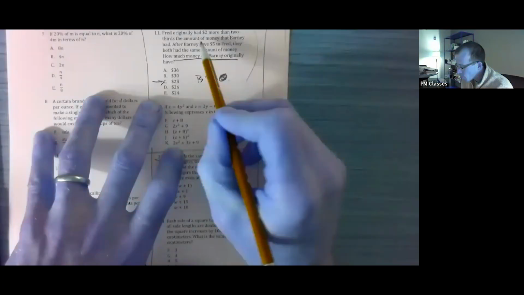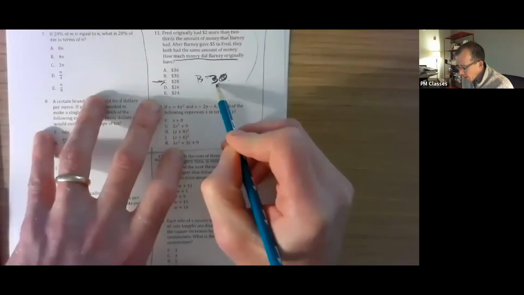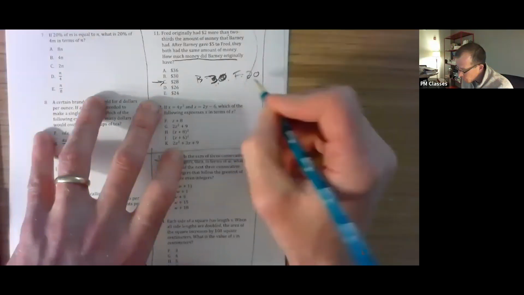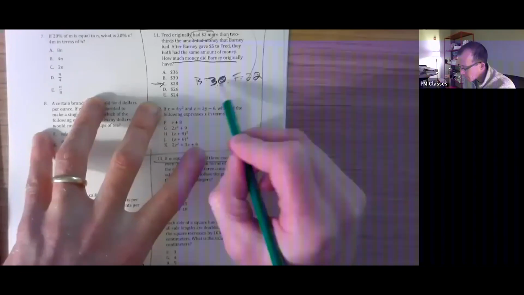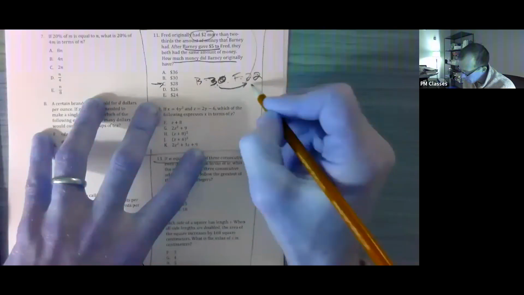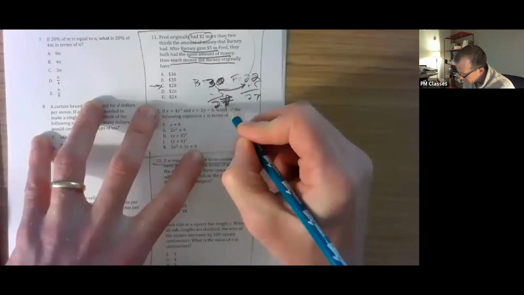Okay, Fred originally had 2 more than 2/3 of Barney. Okay, well, 1/3 of Barney is 10, so 2/3 of Barney would be 20. Fantastic. But he has 2 more. All right, let's change that. He has 2 more. So Fred, 22, 2 more than 2/3 of 30. That looks right to me. Then, after Barney gave $5 to Fred, he goes down to 25. They had the same amount of money. Nope, but close. Whoops, sorry, that's supposed to be 25, my mistake.